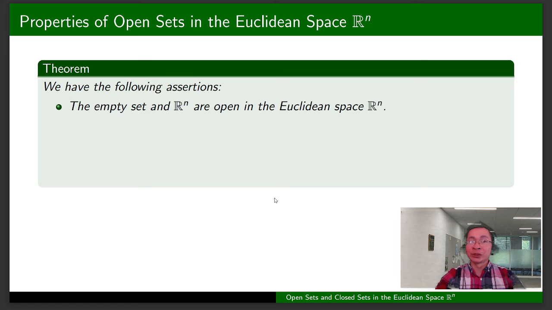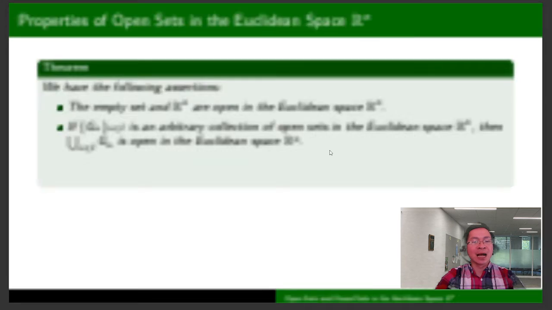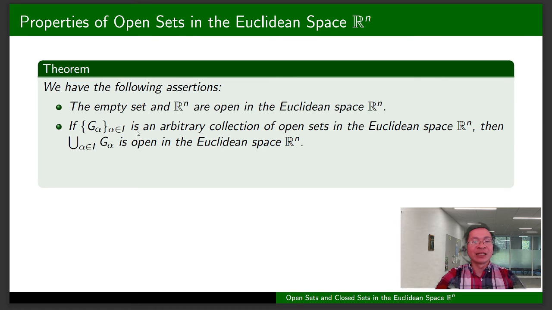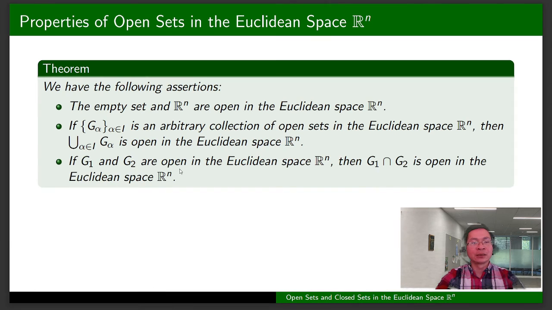Finally, I am going to talk about some important properties of open sets in the Euclidean space Rn. The empty set and Rn itself are open in the Euclidean space Rn. If G alpha for alpha in I is an arbitrary collection of open sets in the Euclidean space Rn, then their union is also open. If G1 and G2 are open in the Euclidean space Rn, then the intersection of G1 and G2 is also open in the Euclidean space Rn.